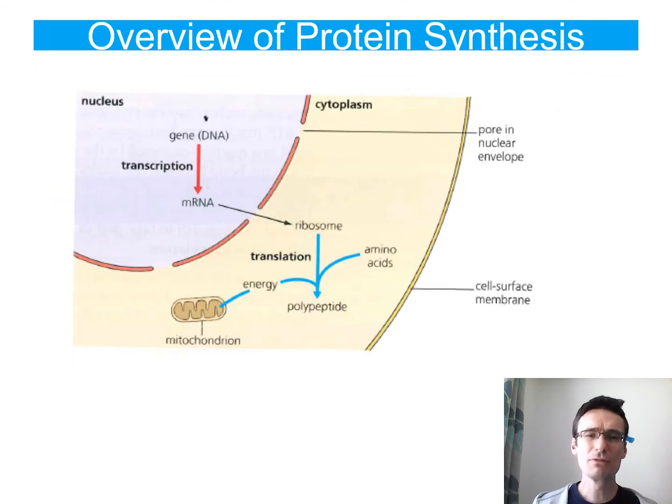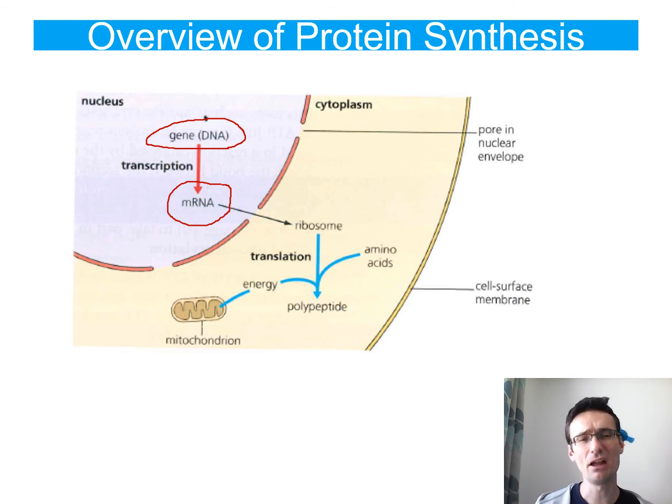So this is just a really brief introduction, just so you know. You'll do this much more next year, but effectively what you need to know is that the gene, which is 1 characteristic's worth of DNA, is copied to make messenger RNA in a process called transcription. That happens in the nucleus, and the reason you only copy 1 gene's worth of DNA is because the DNA is too big to leave the nucleus.